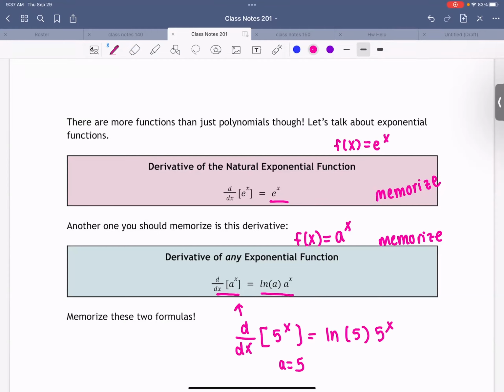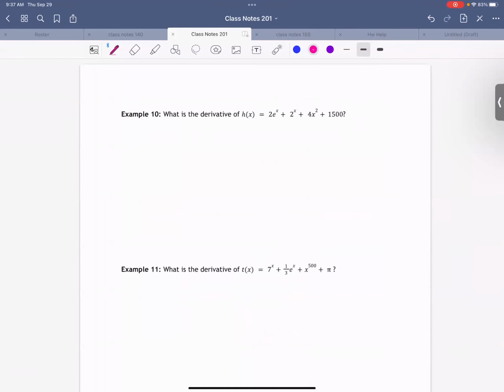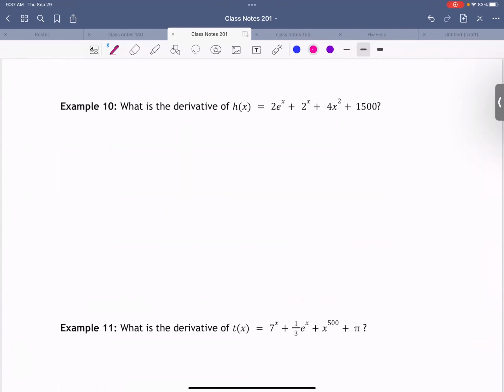Okay. Let's go to our next page here. Okay. So now we're getting a little bit more funky. We have a big string of numbers here. We have e to the x, we have 2 to the x, 4 to the x squared, and 1500. Okay, let's see if we can find the derivative of this one here. Well, I can take the derivative of each of the pieces and add them together.